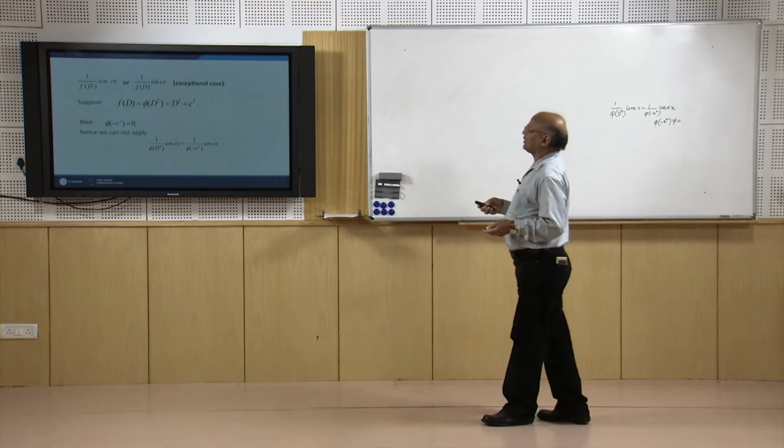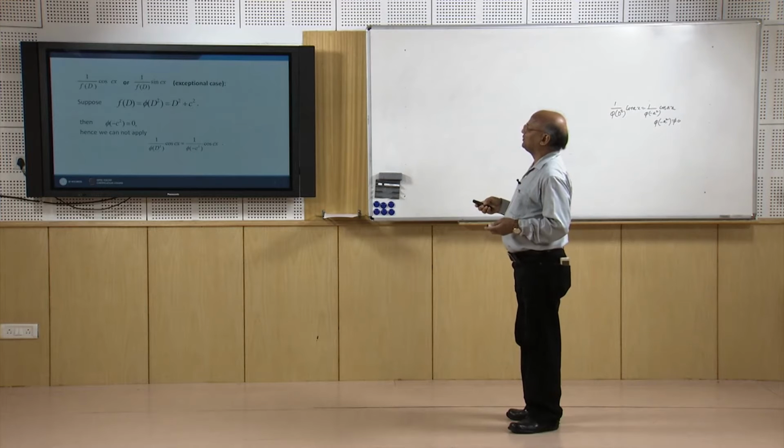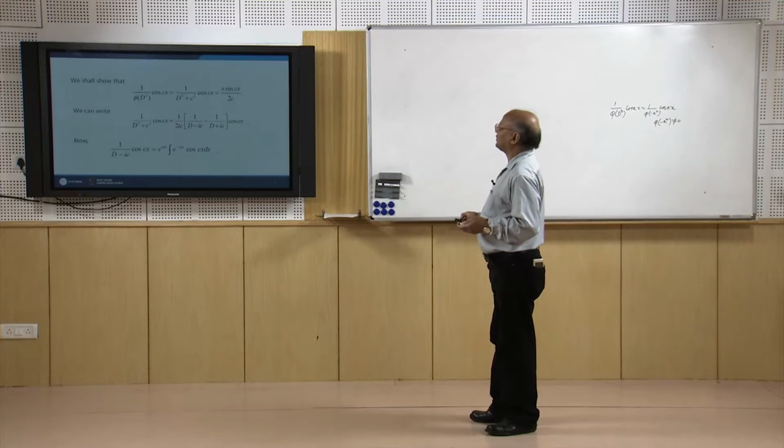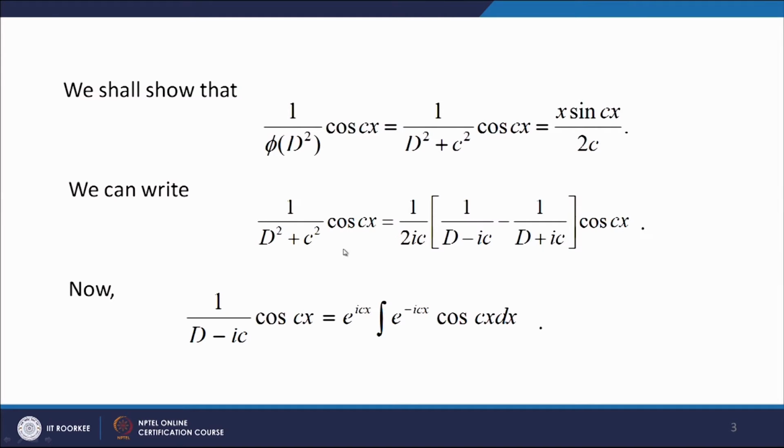So, let us discuss how to find the particular integral in the case of 1 over f d cos cx or 1 over f d sin cx, where in the exceptional case we have f d equal to d square plus c square, and we see that phi d square when d square is replaced by minus c square becomes 0. So, we are not able to apply the formula 1 over phi d square cos cx equal to 1 over phi minus c square cos cx. We will prove that 1 over d square plus c square cos cx gives us x sin cx over 2c. Okay, let us see how we do this.